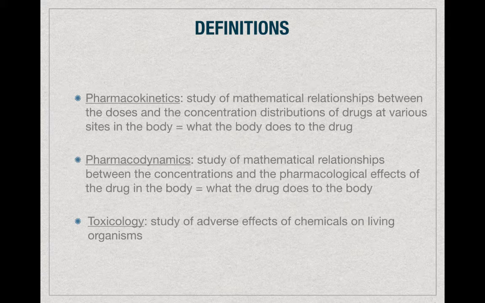Pharmacokinetics is the study of mathematical relationships between the doses and the concentration distributions of drugs at various sites in the body. A shorthand way of thinking about this is what the body does to the drug. Pharmacodynamics, on the other hand, is the study of mathematical relationships between the concentrations and the pharmacological effects of the drug in the body. Shorthand for this is what the drug does to the body.